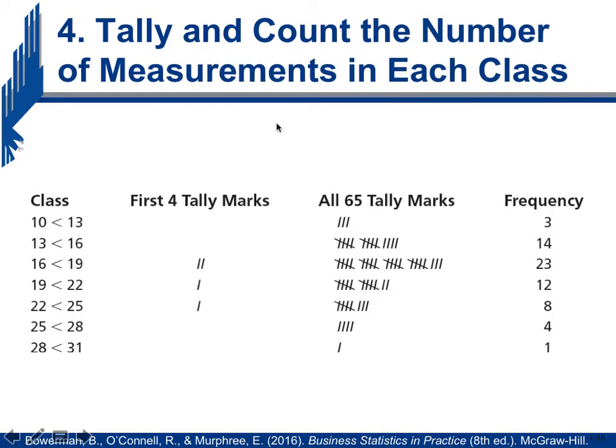So if you try to get the frequency for all the measurements in the dataset, again, there were 65. You can do that manually by making the tallies for all the measurements. You can do that for the first 4, or you can just continue for the rest of the entire dataset, and you'll get the following frequencies. So you have 3 numbers between 10 and 13, 14 measurements between 13 to 16, and so on. And if you add all these values, that will be equal to 65.